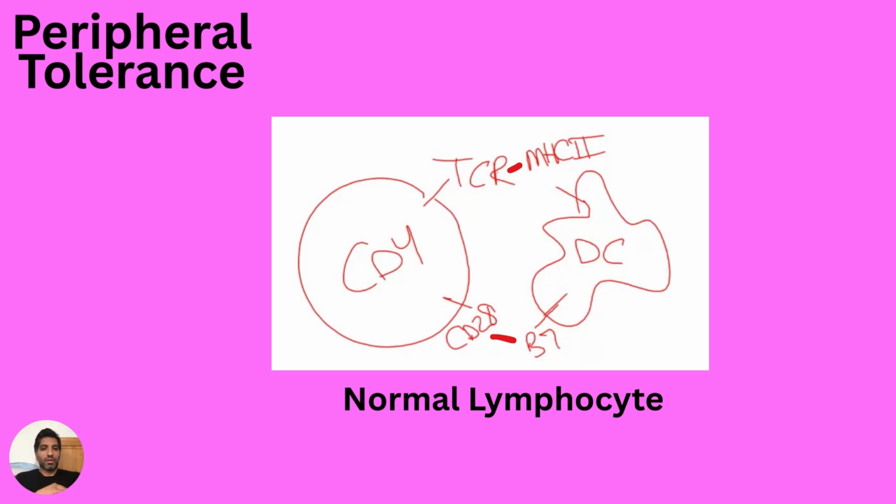Now let's talk about peripheral tolerance. So we talked about central. Now we're going to move on to step 2, which is peripheral. Now, if something gets past the central tolerance, hopefully it gets picked up in the peripheral tolerance, right? This is our second checkpoint.